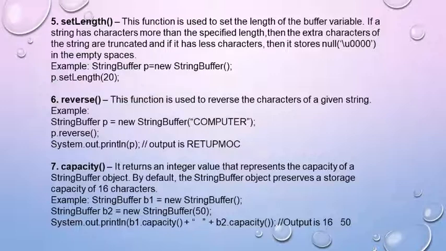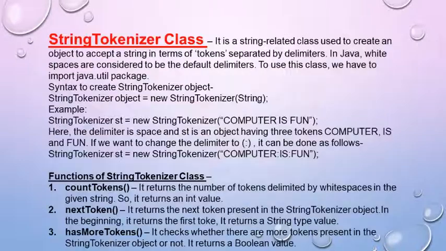First example is given here, StringBuffer b1 equals new StringBuffer. Nothing is written in brackets, so it can take a maximum of 16 characters. The second one is StringBuffer b2 equals new StringBuffer(50). This will take a maximum of 50 characters. So if I print System.out.println b1.capacity plus a space and b2.capacity, it will print 16 and 50.